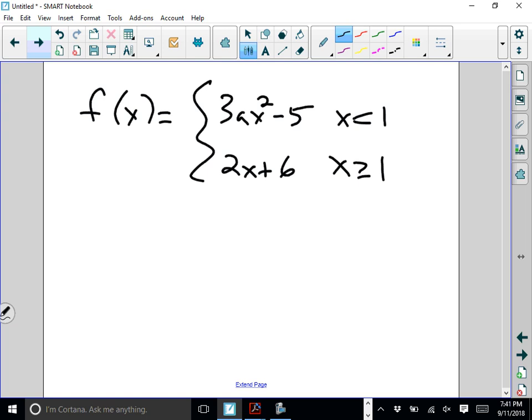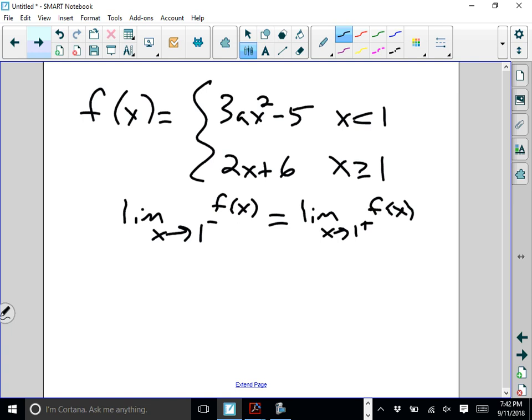Once again, we need to consider the limit. Now here we have a different function for x less than 1 than we do for x greater than or equal to 1. So we're going to have to show that the limit exists here. I need to show that the limit as x goes to 1 minus of f of x equals the limit as x goes to 1 plus of f of x.